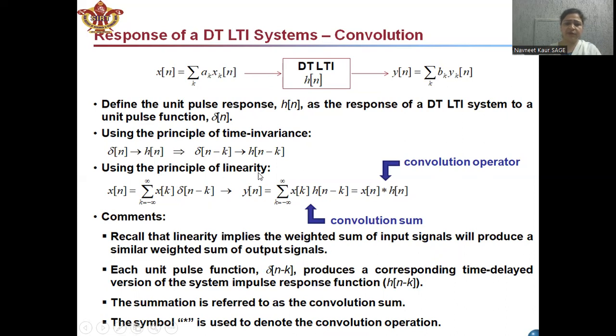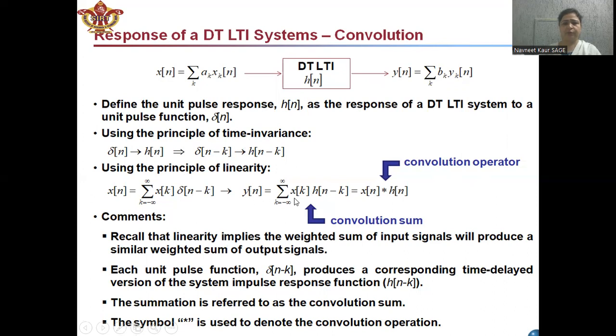Now, using the principle of linearity, x[n] can be represented as the sum of x[k] delta[n-k], which I discussed in my previous slide, that any signal can be represented as a sum of weighted and shifted impulses. If I want to find y[n] of the system, it will be the operator h acting upon this whole right-hand side term. I will take x[k] out because it is independent of n. When h operates on delta[n-k], I get h[n-k].